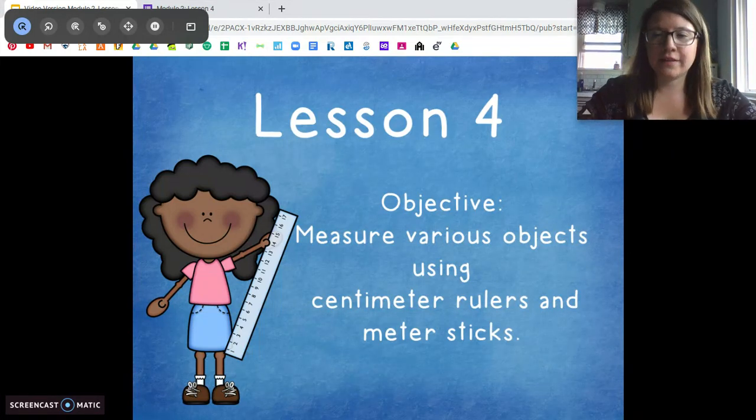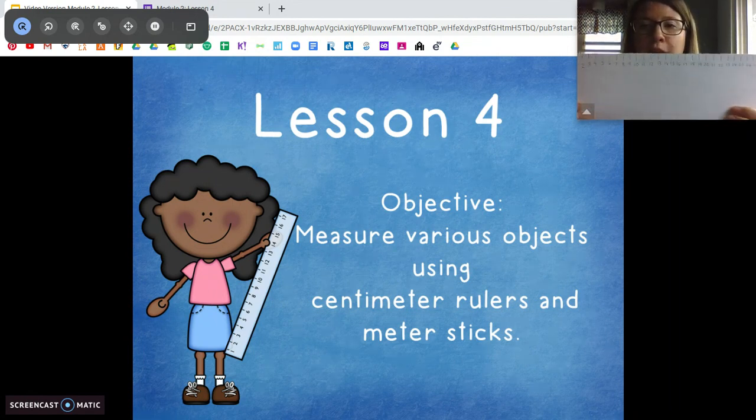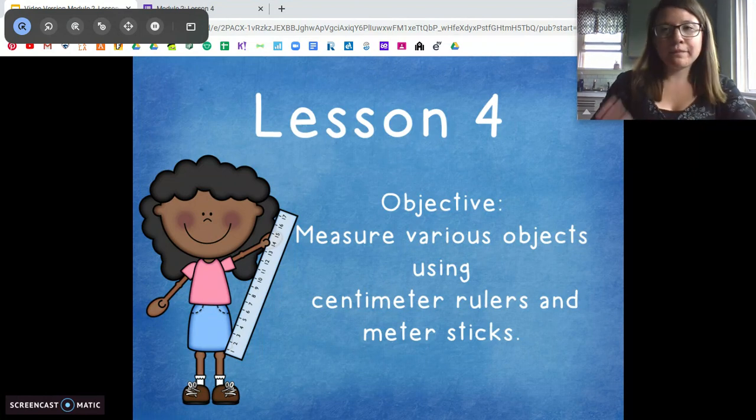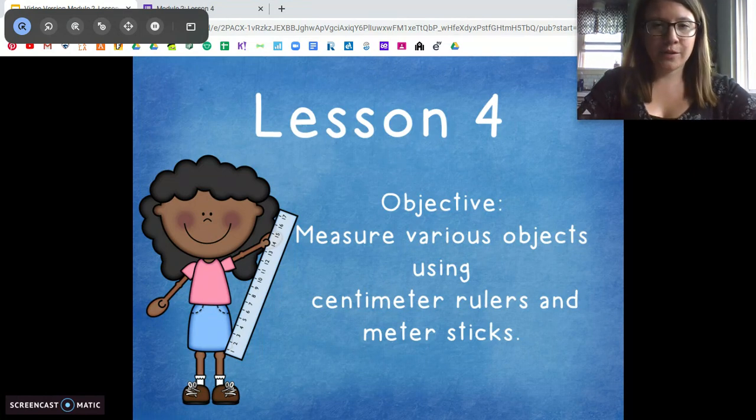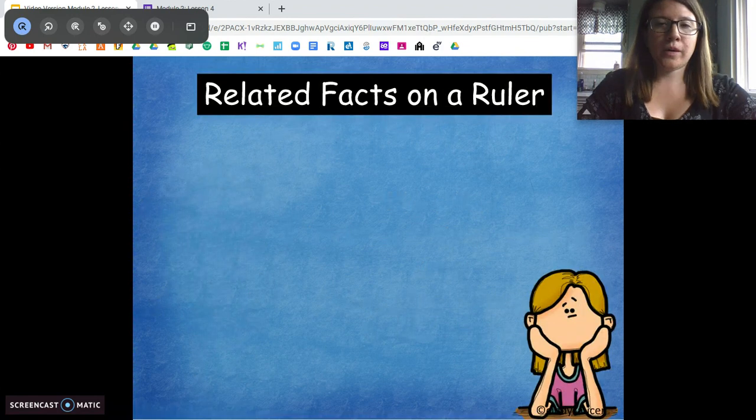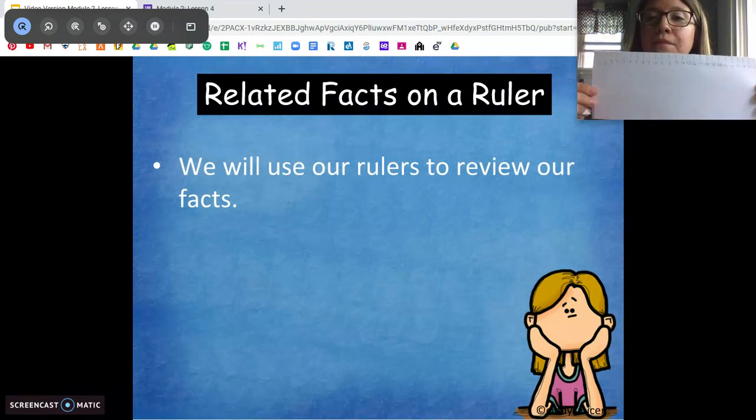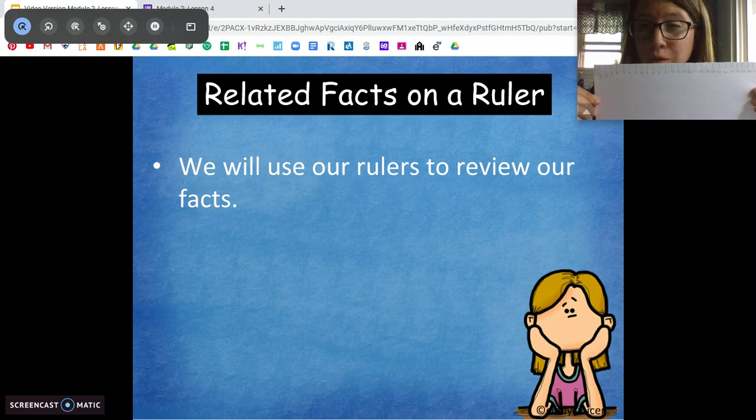So for this lesson, again, you're going to need either your ruler or the centimeter ruler you made yesterday, and something to write with. So let's get into it once you have those things. What we're going to do is start with using our ruler as a tool to help us review and learn our facts.